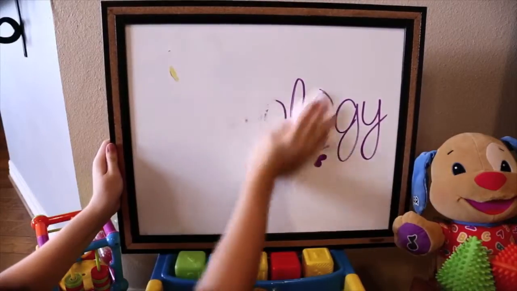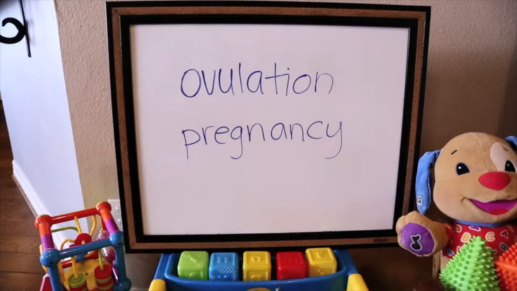Before beginning, let's cover some basic terms you'll need to understand. Ovulation, when part of the ovary discharges an egg, and pregnancy, the events that occur from the time of fertilization until the infant is born.